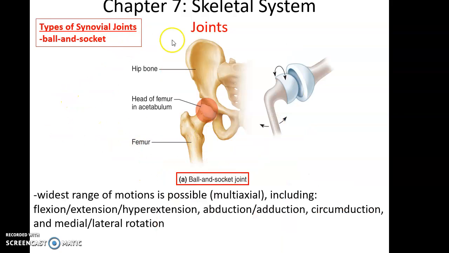All right, now we have different kinds of synovial joints. Synovial joints are defined basically on their structure and how much movement is allowed at that joint. The most mobile joint is the ball and socket joint. It allows for the most movements possible, which means it's multi-axial. It's composed of a big rounded knob fitting into a deep depression or socket. So here, the head of the femur fitting into the acetabulum for the hip joint. And motions include flexion, extension, hyperextension, abduction, adduction, circumduction, and medial and lateral rotation.